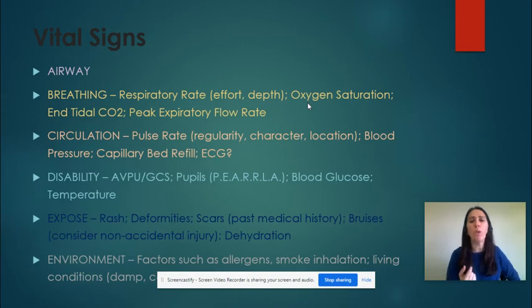What's a normal blood glucose reading? Is it the same for an adult? Yeah, it is. It should be between 4 and 7. If the pediatric has got diabetes, you definitely want to be doing it.